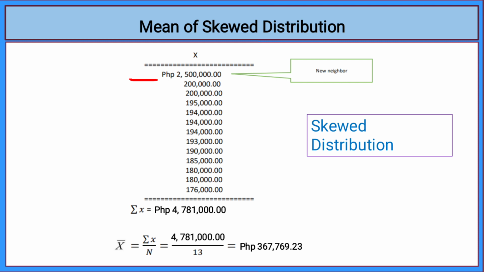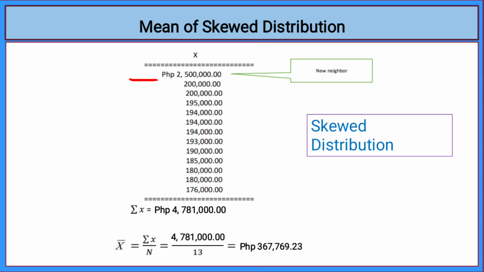So as you may notice, the mean income, which is 367,769 and 23 centavos, this time provides a highly misleading picture of great prosperity for this neighborhood. The distribution was unbalanced. Why? Because of an extreme score of the new affluent neighbor. This is what we call a skewed distribution.